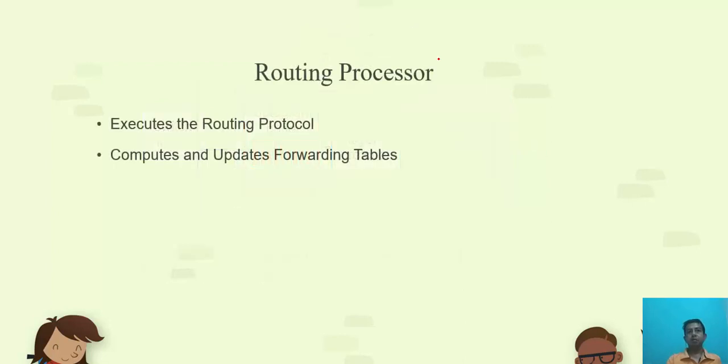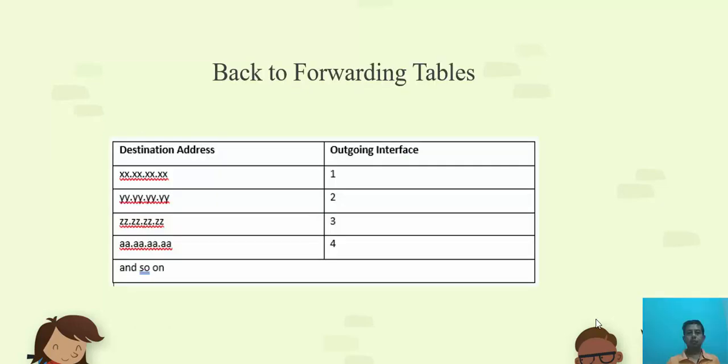Finally, the routing processor. The routing processor executes the routing protocols, maintains routing tables, and based on the routing tables, computes the forwarding table for the router. Now, all the components should be clear to you.